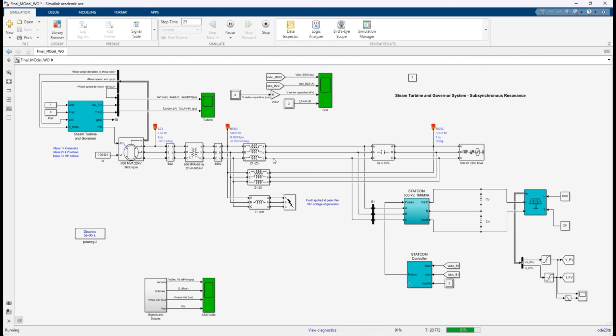So this is one of the methods used for reducing the subsynchronous resonance in the series compensated transmission line.